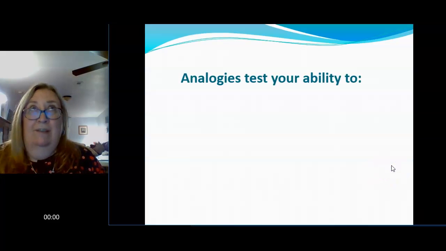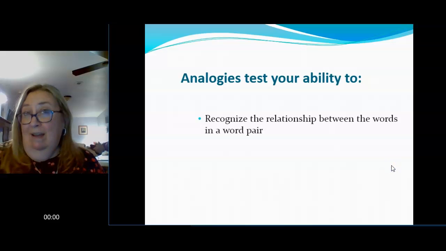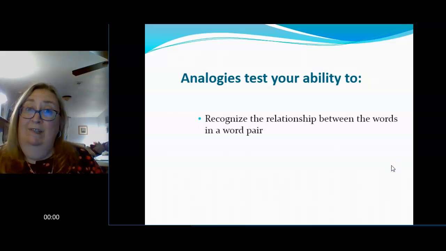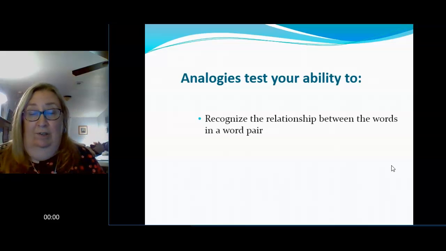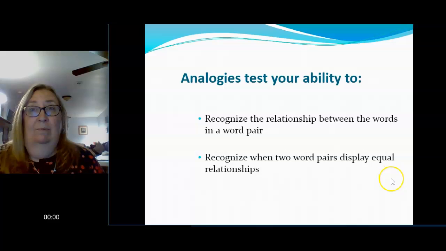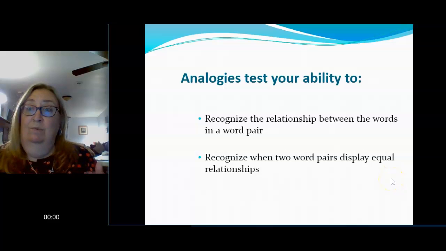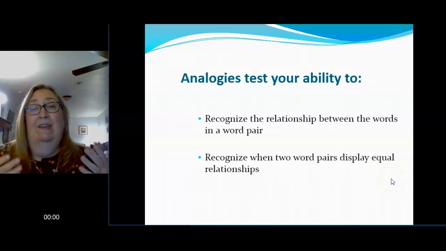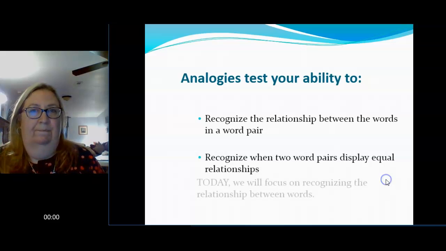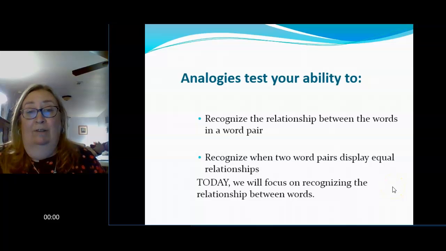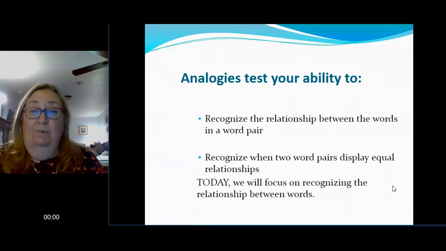So analogies test your ability to recognize the relationship between the words in a word pair. So given two words, how do they relate to each other? We can also use analogies to recognize when two word pairs have equal relationships, which we're going to get to this week, but not today. Today, we're only going to focus on recognizing the relationship between the words.